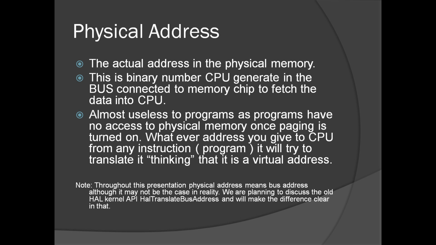So once paging is turned on, whatever the CPU receives from a program, say for example mov ecx, some address, the CPU thinks that particular address is a virtual address and tries to translate that address internally using the page table into a physical address. There is a little bit of difference between bus address and physical address. In the x86 platform it's kind of one and the same. In certain platforms it's different. So there is an API called HalTranslateBusAddress.